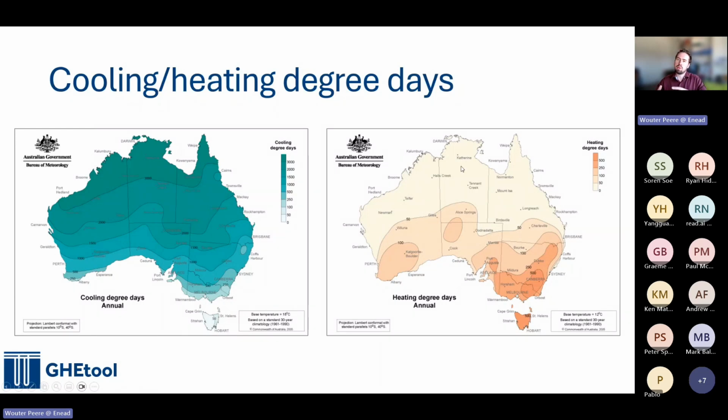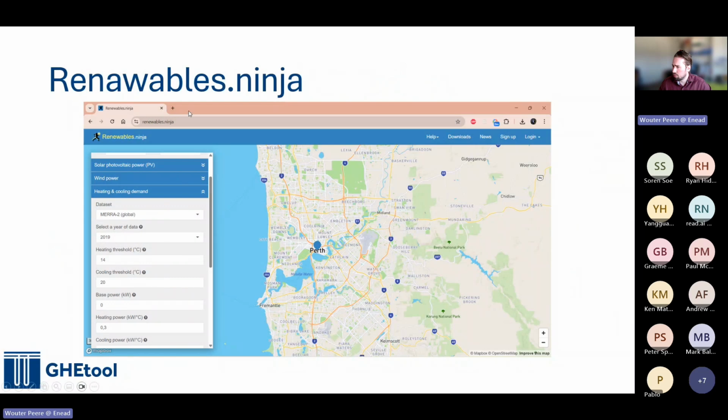The higher you go up, the more you will have an imbalance between heating and cooling, the more your ground will heat up over the years, and the more you should pay attention to the correct design of your system. I also briefly want to show you this website. With renewables.ninja, you can select a location, you can fill in some building parameters, and it will give you back an estimated heating and cooling demand for your building.